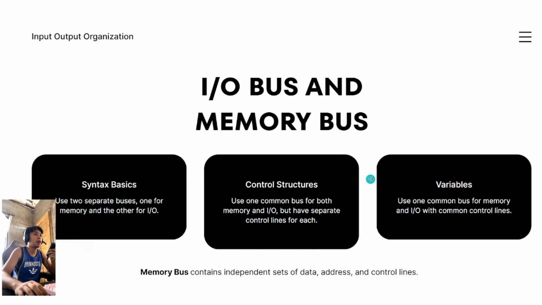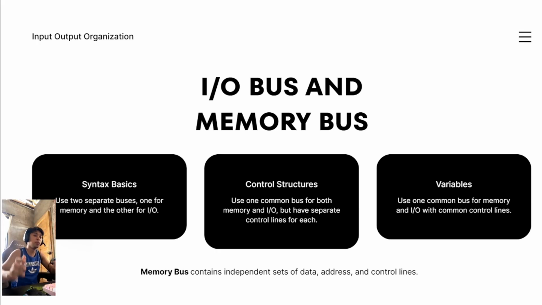So next is the IO bus and the memory bus. So memory bus, it contains an independent set of data, address, and control lines. So in simple terms ani, both IO bus and memory bus must communicate with the processor for it to be able to communicate sa processor o sa peripheral.